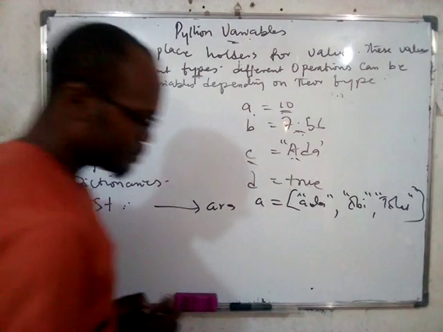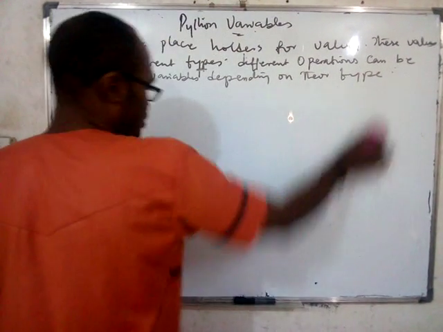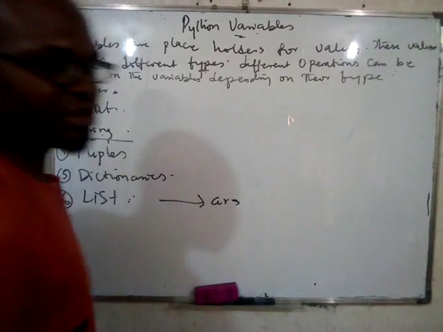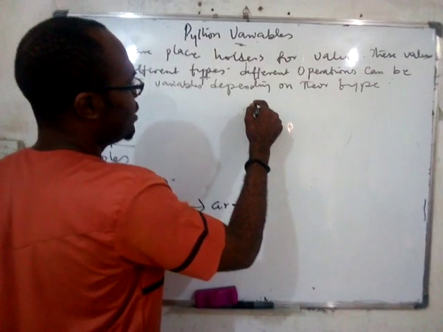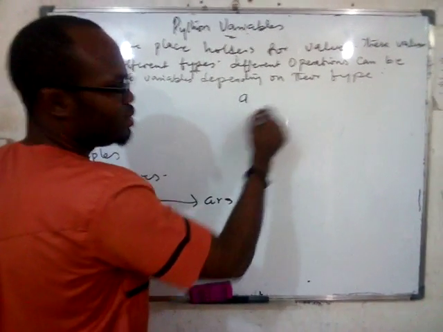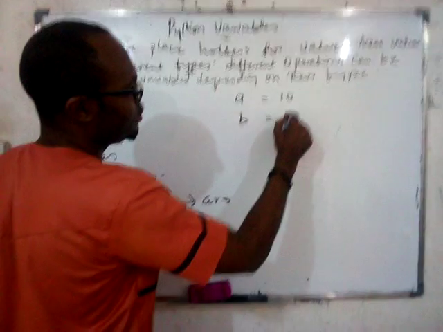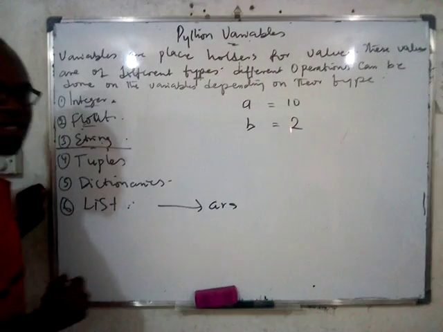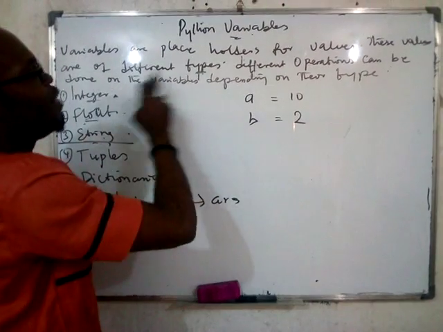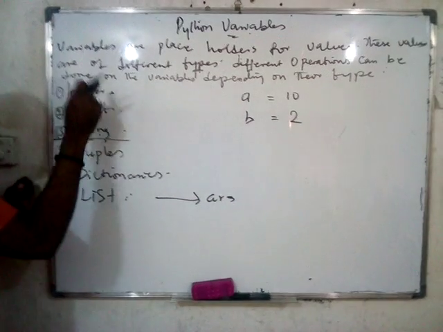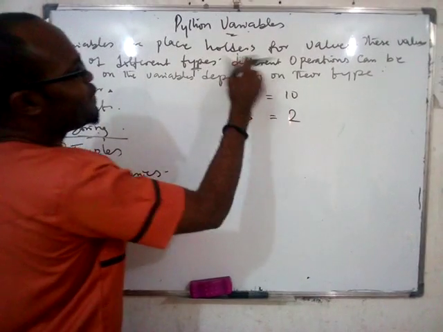So let's start with number one. Number one is what? Integer. So let's say we have a is equal to 10 and b is equal to 2. Both of them are integers. And we say that variables are placeholders for values. These values are of different types, meaning that they could be integer, float, string, list, tuple, or dictionary.